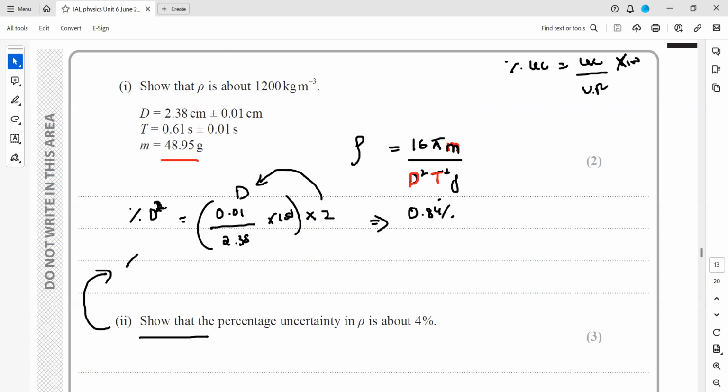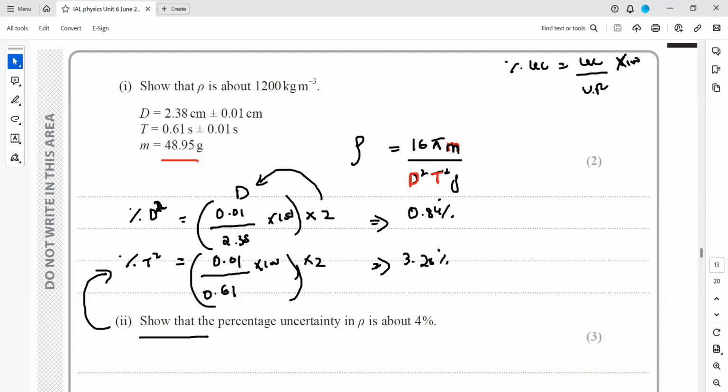Then we have to work out the percentage uncertainty in T square. First we'll work out for T, because the value of T is measured here, not T square. So it will be 0.01, the uncertainty, divided by the value recorded, 0.61, into 100. This will give us the uncertainty in T, but we need it for T square, so this should also be multiplied by 2. If it was T cube, it will be multiplied by 3. T raised to power 4, it will be multiplied by 4. So this will give us about 3.28%.